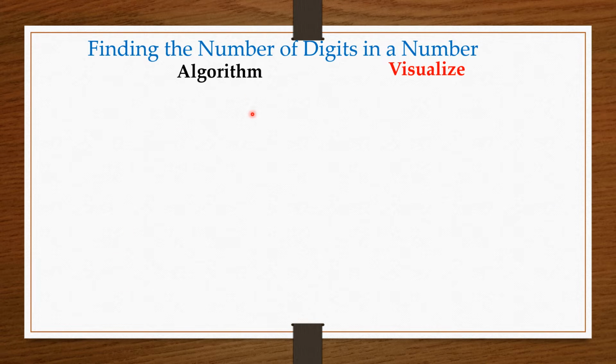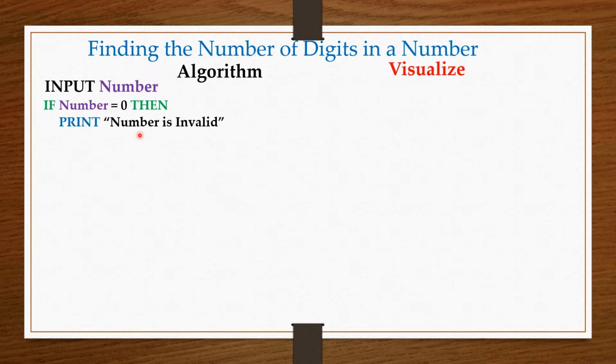For the algorithm, we are going to ask the user to input a number. Now, if the number the user inputs is 0, we are going to tell the user that the number is invalid, because we can't find the number of digits in 0. So you see, if number equals 0, then print number is invalid.